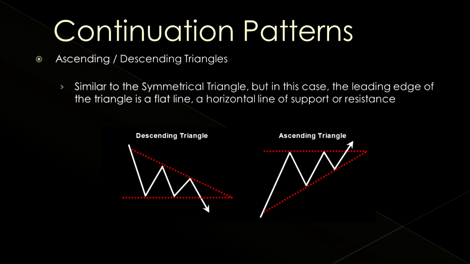For ascending or descending triangles, these are similar to symmetrical triangles, but in this case, the leading edge of the triangle is a flat line, a horizontal line of support or resistance. You'll notice that on the bottom left in the descending triangle image, there's clearly a horizontal line of support. While in the right image on the ascending triangle, there's clearly at the top a horizontal line of resistance. And you'll see in each, price moves between the two lines until eventually it breaks through.